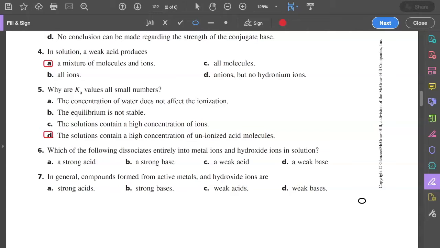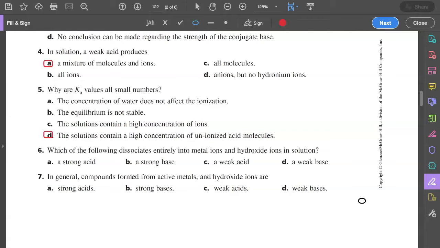Remember, K values will tell us if a reaction is product favored or reactant favored. So a Ka value that's a small number, less than 1, means that that reaction is reactant favored. In other words, a lot of undissociated molecules still left.